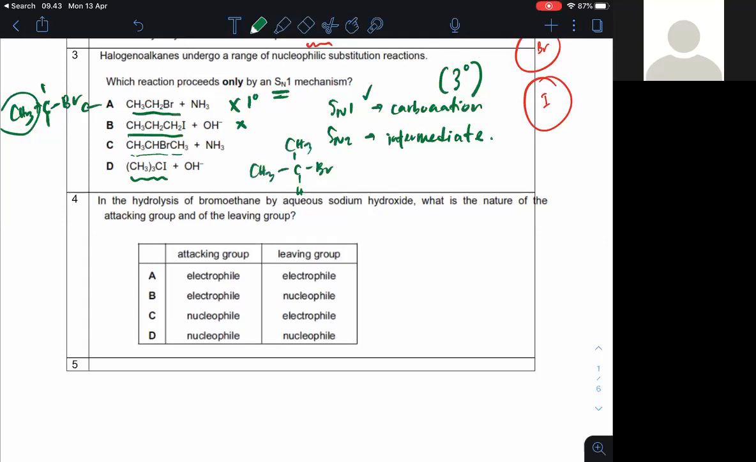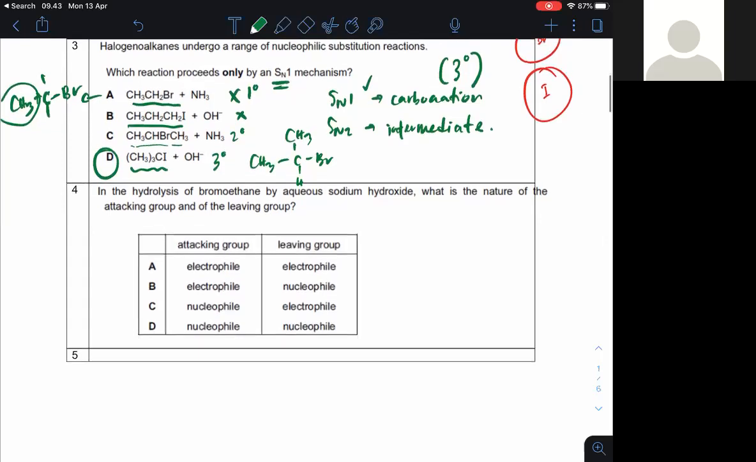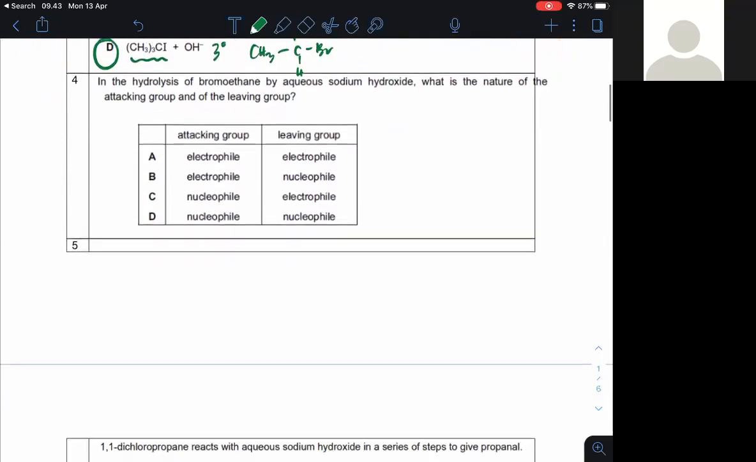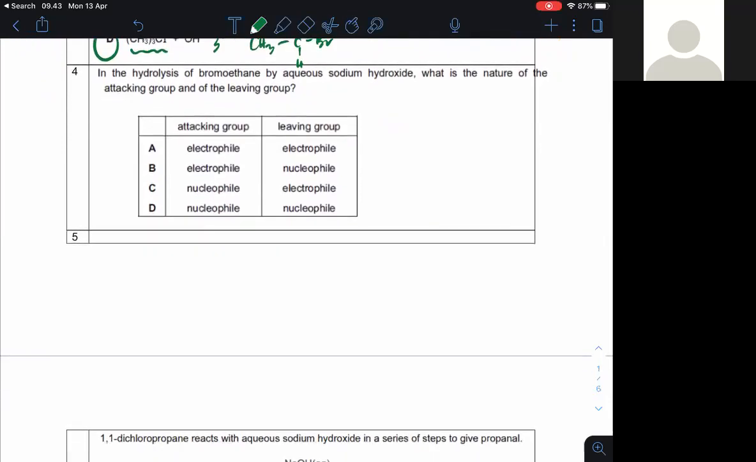This is going to be secondary. So this one is going to be tertiary. So this is going to be the answer. Okay, so you need to actually know about this. Number 4, it's a very easy question for now because we didn't learn so many mechanisms yet.